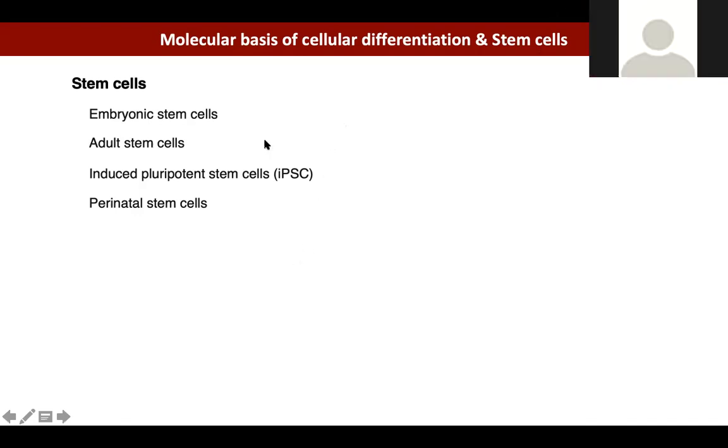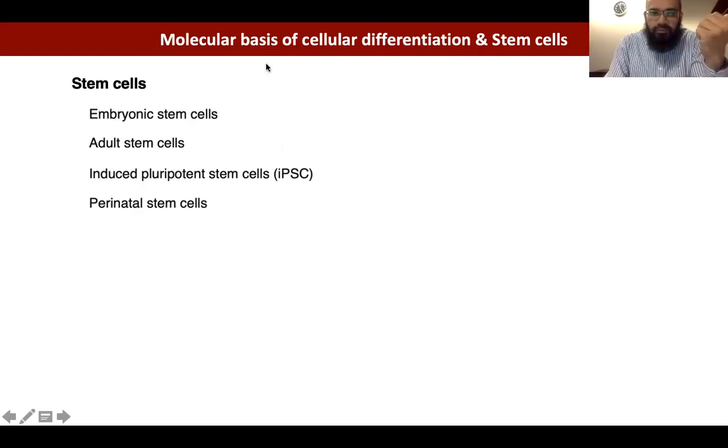So what do you mean by self-sustainability? Kanza asked me a question that these stem cells are undifferentiated. Yes, the stem cells, by definition, are undifferentiated cells. I think that's a very important point. Thank you for jumping in. Like I said, they are the base of the pyramid and they are undifferentiated by definition. And that's why they can be differentiated into many cell types.